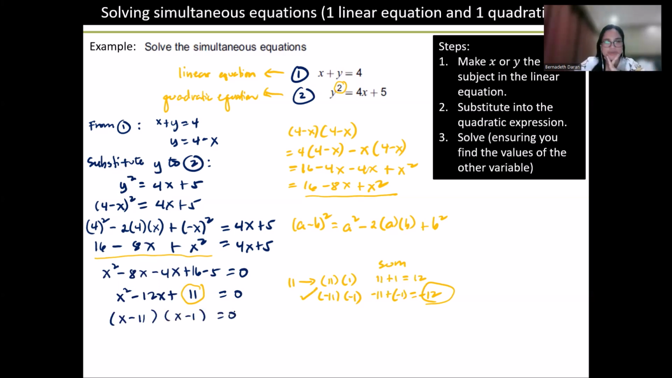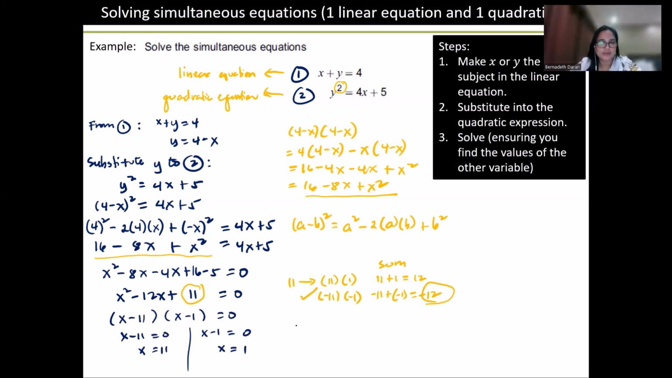Okay, so we have two values of x. Our first is x minus 11 is equal to 0, and the other one is x minus 1 is equal to 0. So our first value of x is equal to 11, and the second value is x is equal to 1.